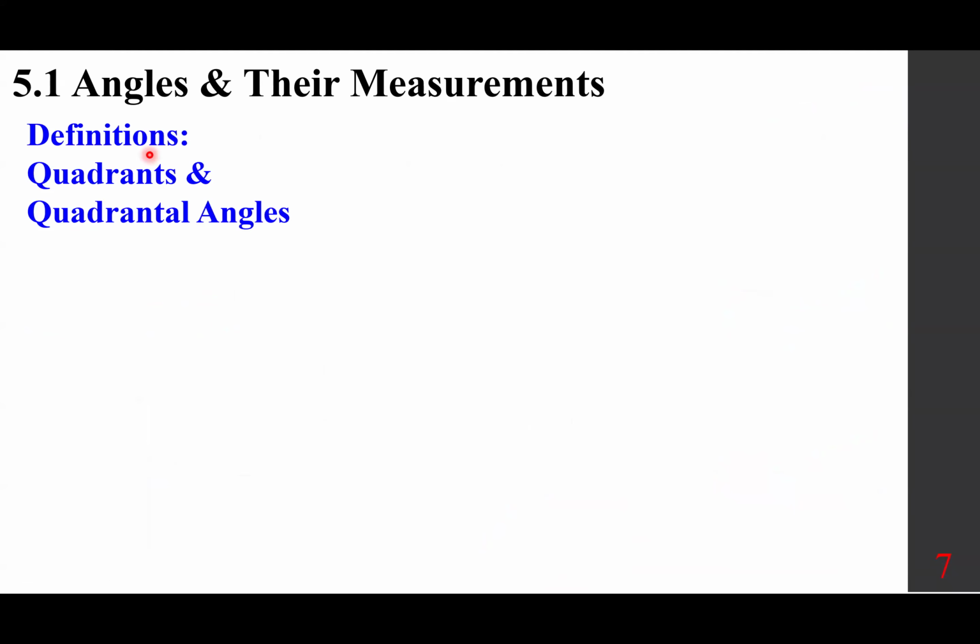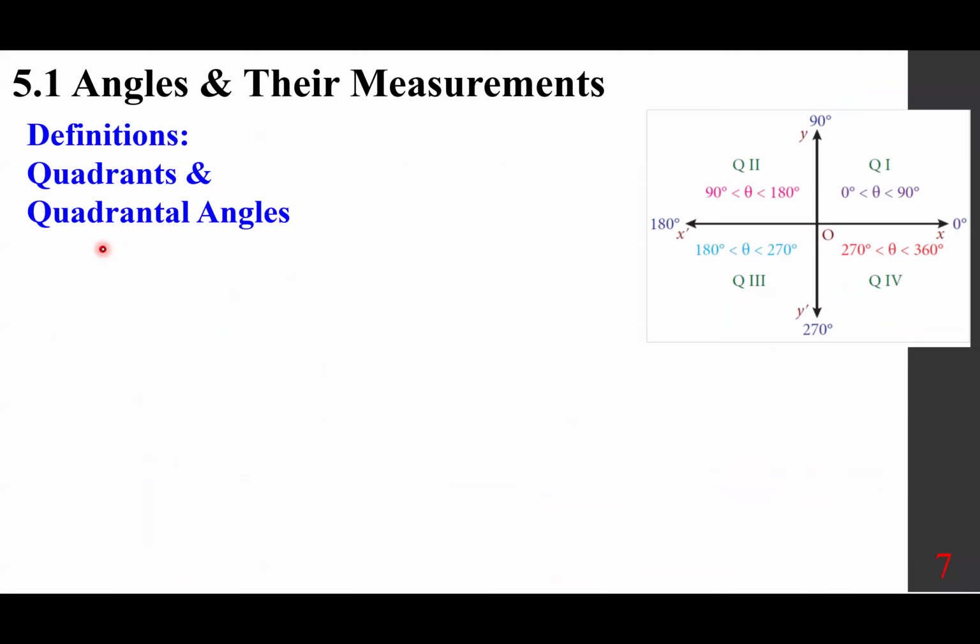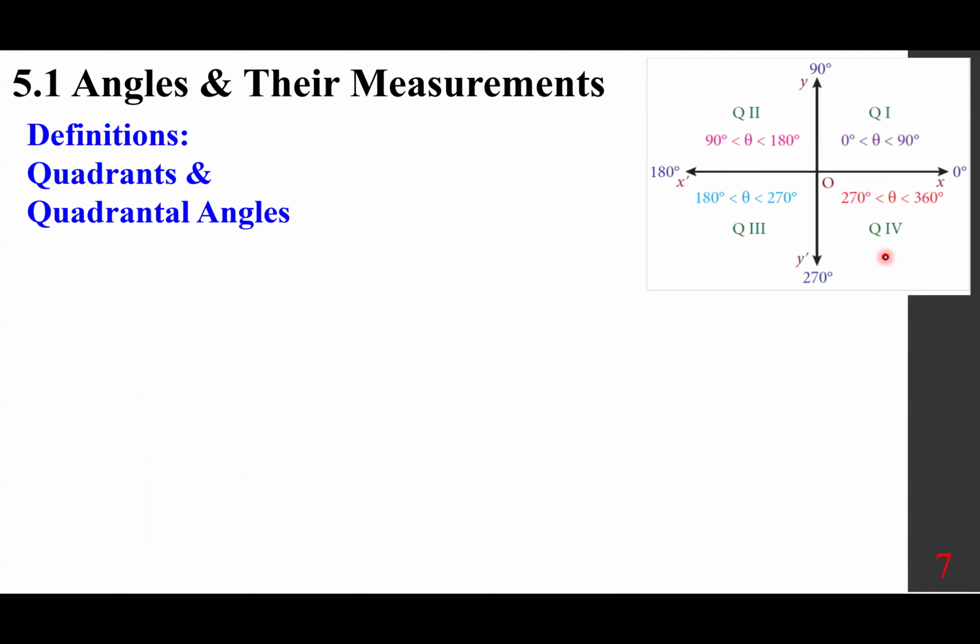All right, we're going to continue. We're going to look at quadrants and quadrantal angles. Quadrants, everybody knows we have 1, 2, 3, 4 quadrants because we cut the grid in 4 parts. Here's the x-axis, here's the y-axis. This is the first quadrant, right? x and y are positive, or theta is between 0 and 90 degrees. Second one, theta is between 90 and 180. Third one, theta is between 180 and 270, and the last one between 270 and 360 degrees.